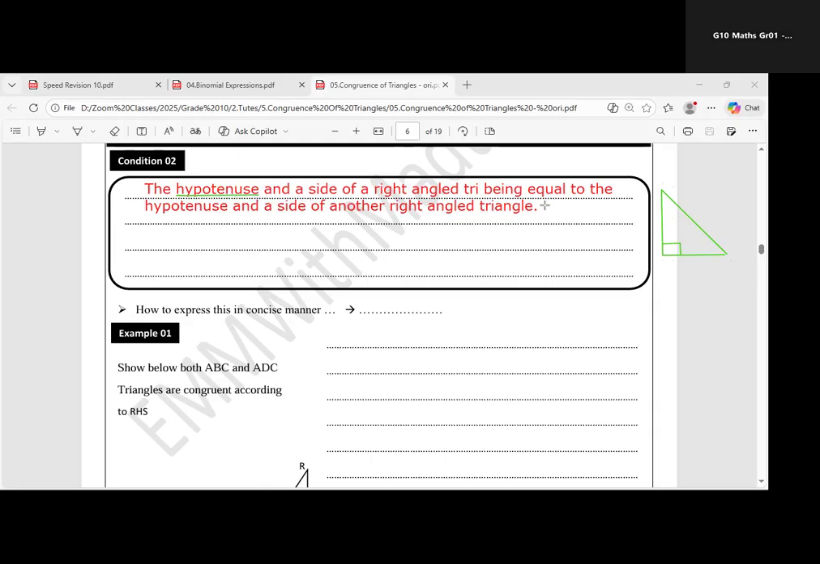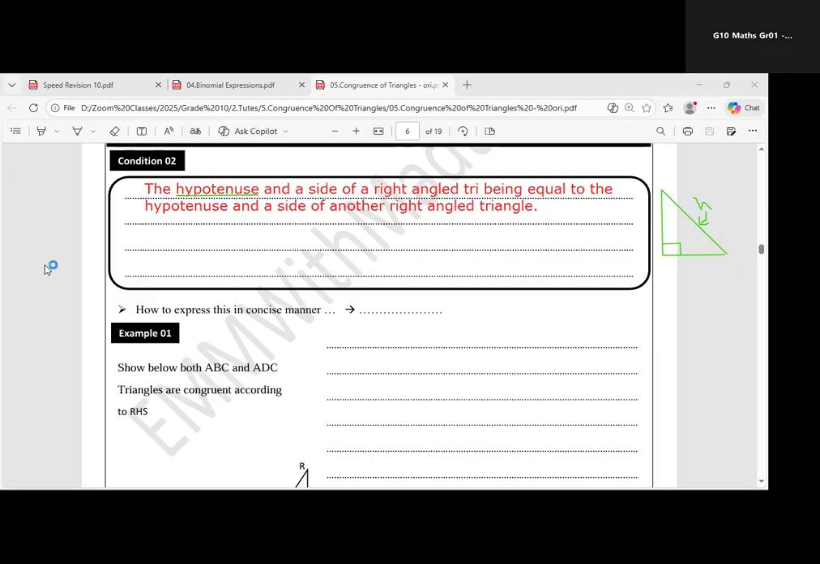Please highlight it. Where is my hypotenuse here? So this one is my hypotenuse. And a side of a right angle triangle. So I have two sides. What are they saying?